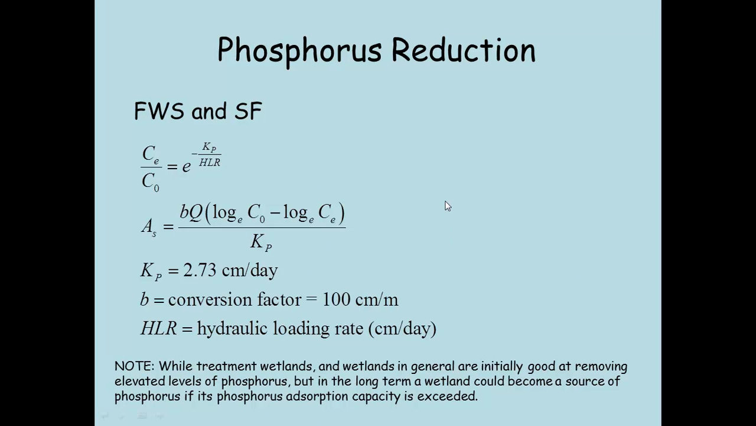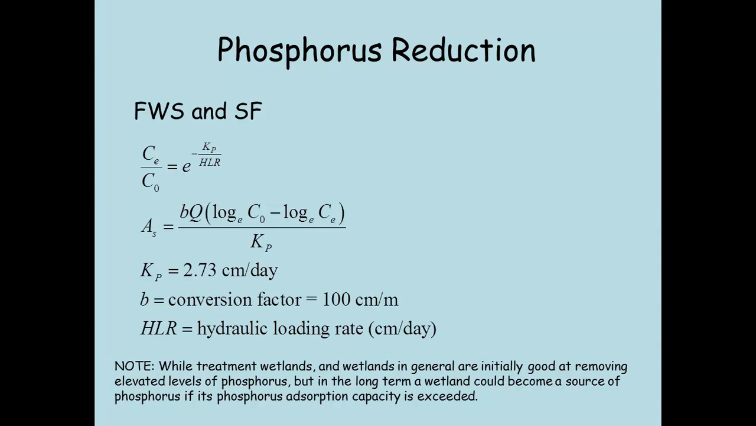Here we'll continue the discussion about treatment wetlands. This is part 2. Starting off with phosphorus reduction. We just finished completing the discussion in part 1 of the sizing of a wetland for BOD removal and for total nitrogen removal, both ammonium and nitrate. Here we look at phosphorus reduction first.